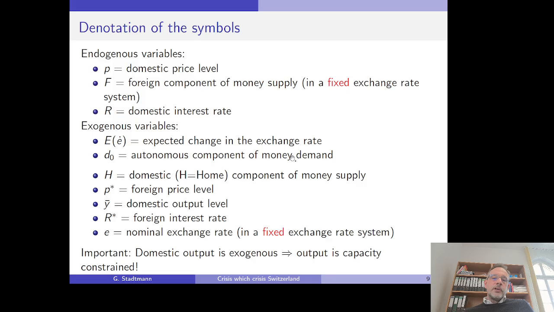Exogenous is the expected change in the exchange rate. The autonomous component of money demand is exogenous. Then the home component, the foreign price level, domestic GDP, the foreign interest rate, and the nominal exchange rate are exogenous variables. It is important to stress that domestic output is exogenous. Output is capacity constrained, which you can see here, so there is a bar above the Y variable.